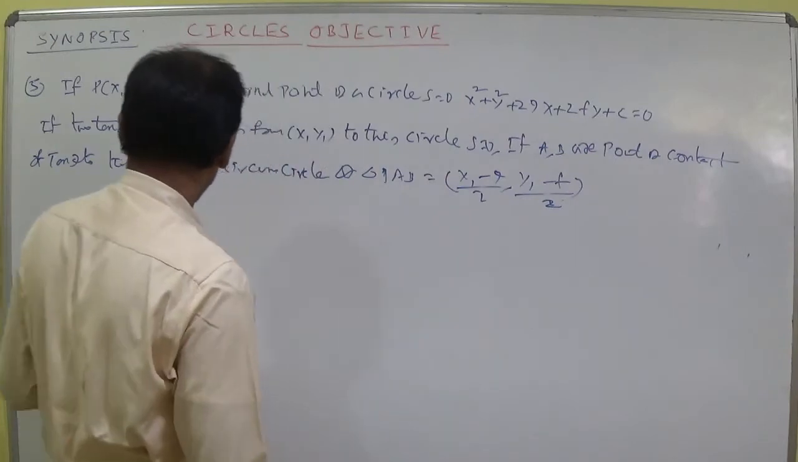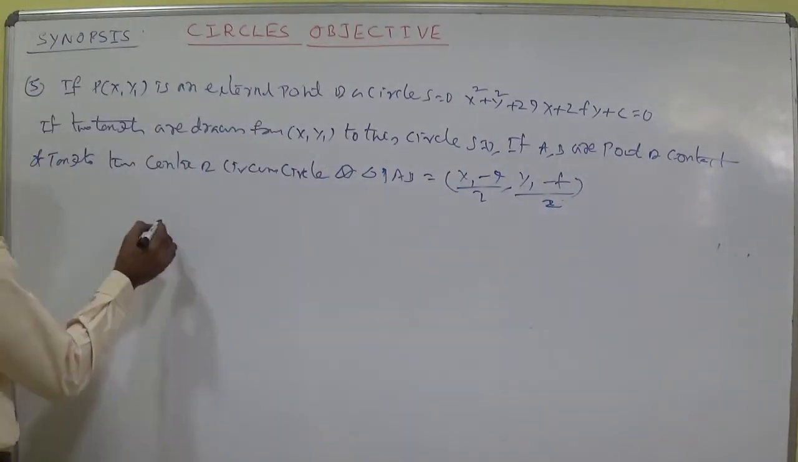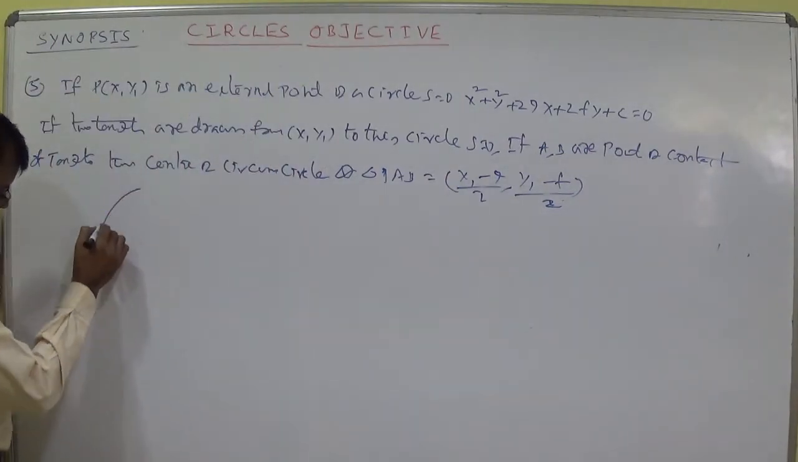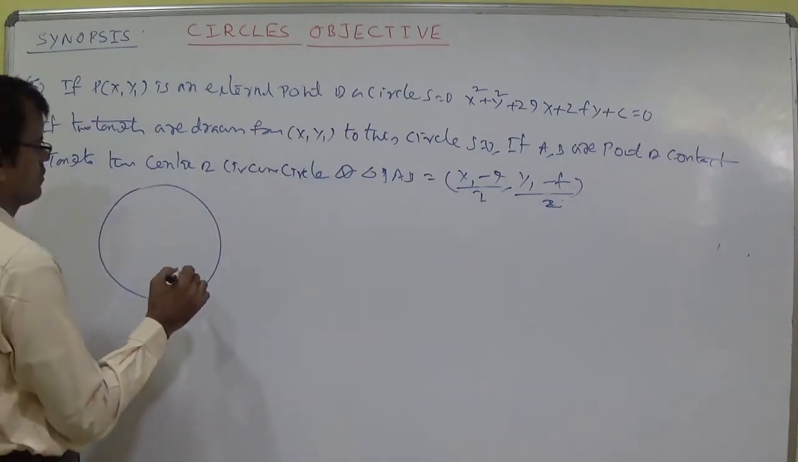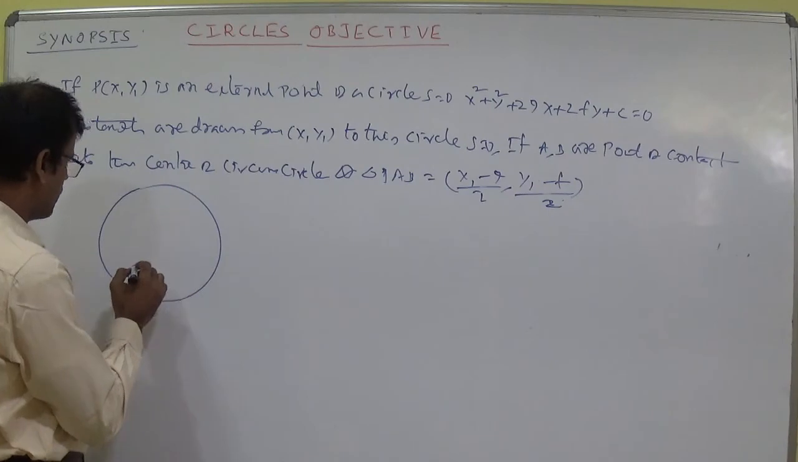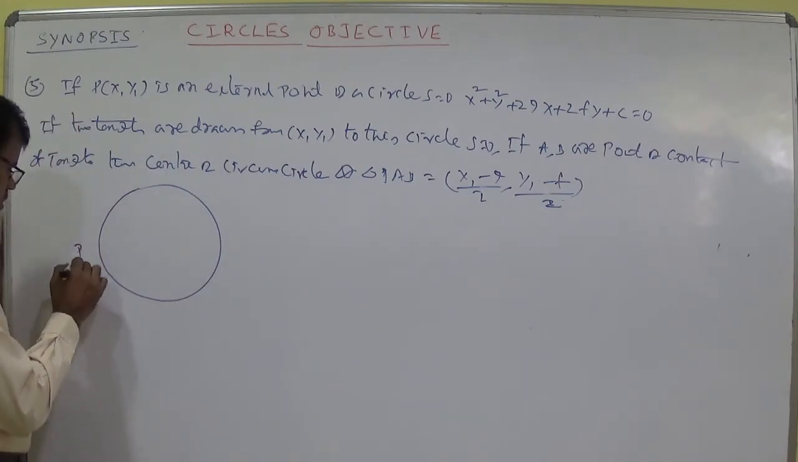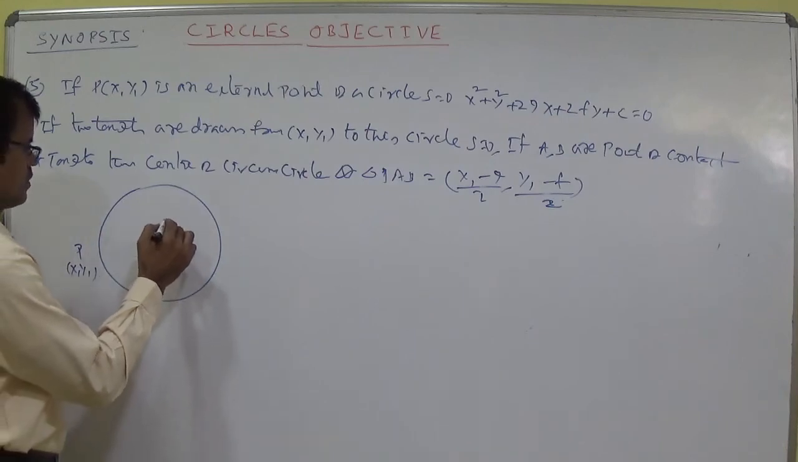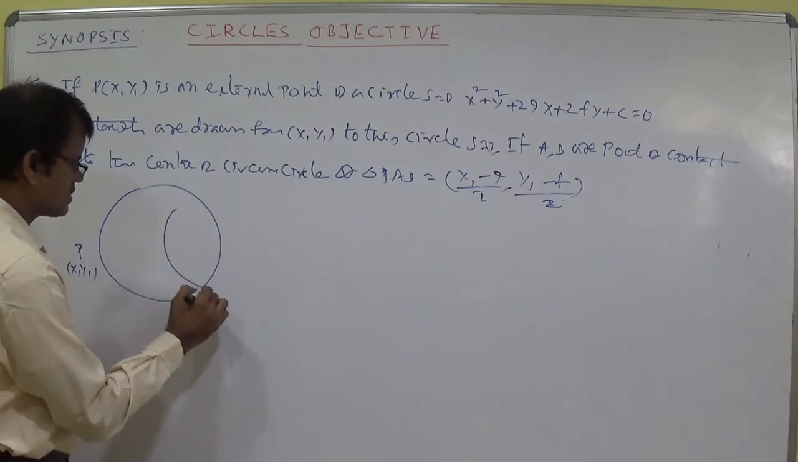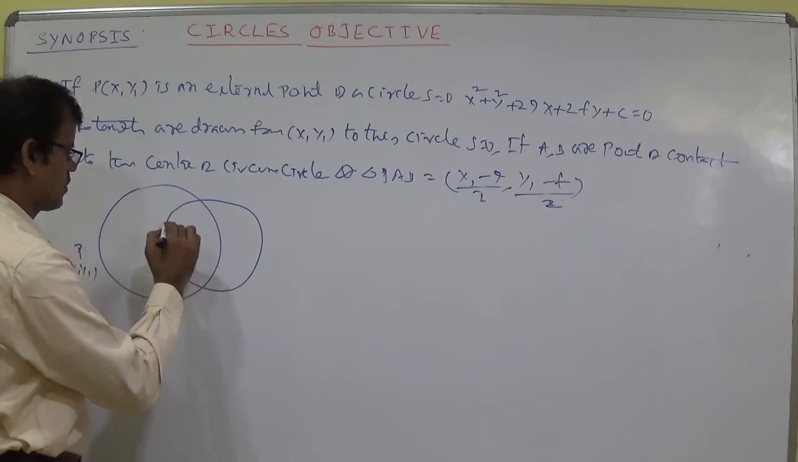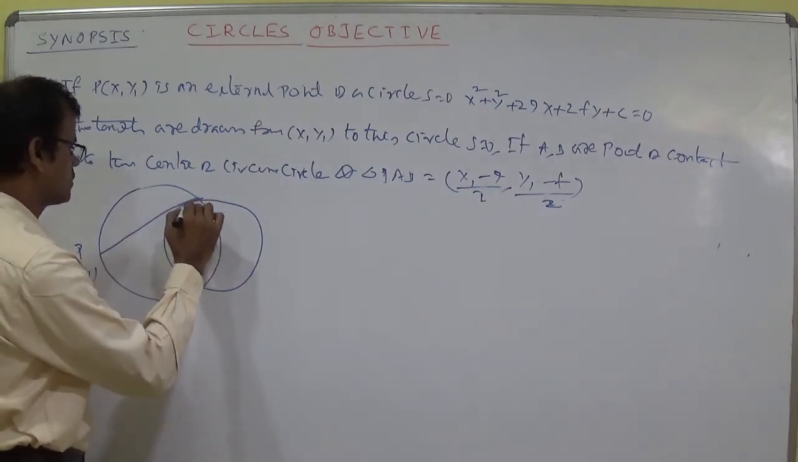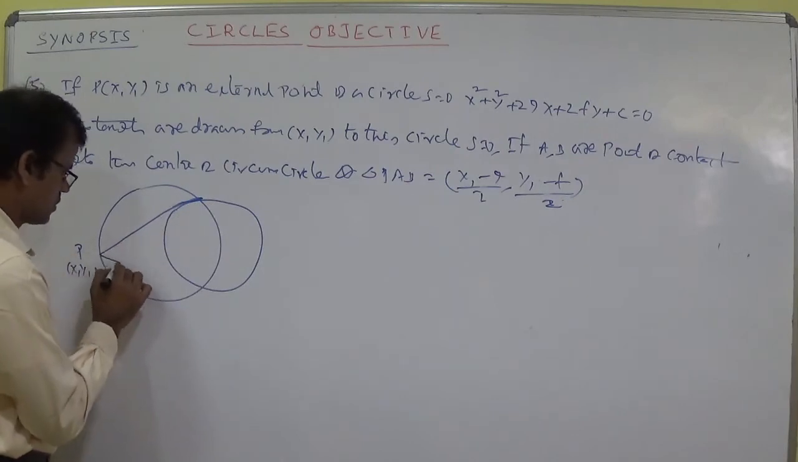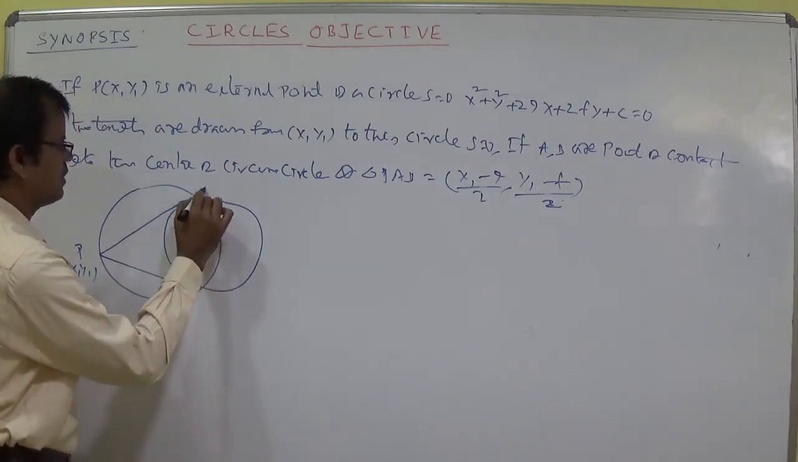Let us draw the diagram. From an external point P(x1, y1), a simple circle is there. We have drawn like this. Let the points of contact be A and B.